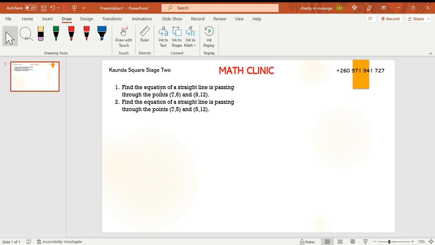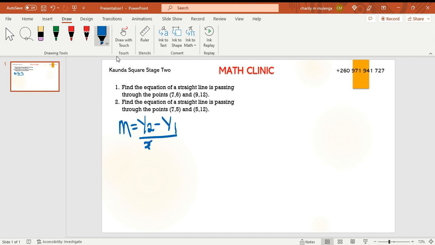This is the third video in the series on coordinate geometry. Today, we're going to learn how to find the equation of a straight line. Now, please bear in mind, to find the equation of a straight line, we need to carry out two steps. We need to find the gradient.